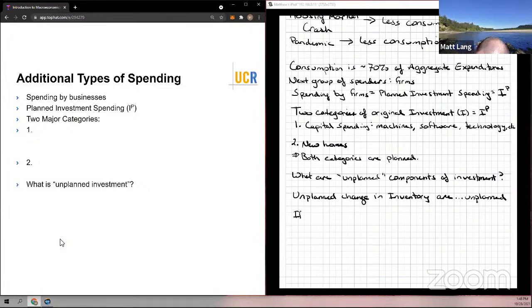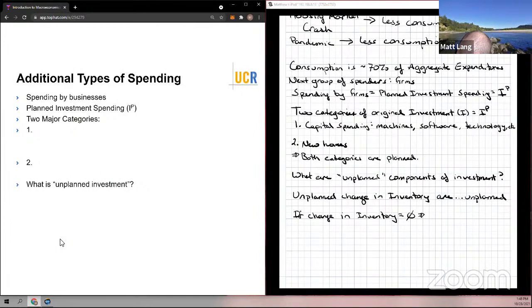So if the change in inventory is equal to zero, there's no change in inventory, well, then our planned investment spending is exactly equal to investment. So if you were saying back when we were talking about this, like we don't want to have changes in inventory, that's not a good thing for a firm, you're exactly right. And it's coming back right now in terms of the entire context of the economy.